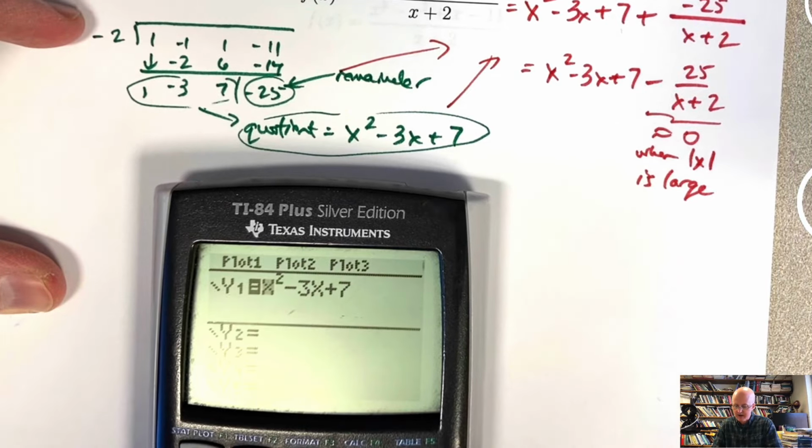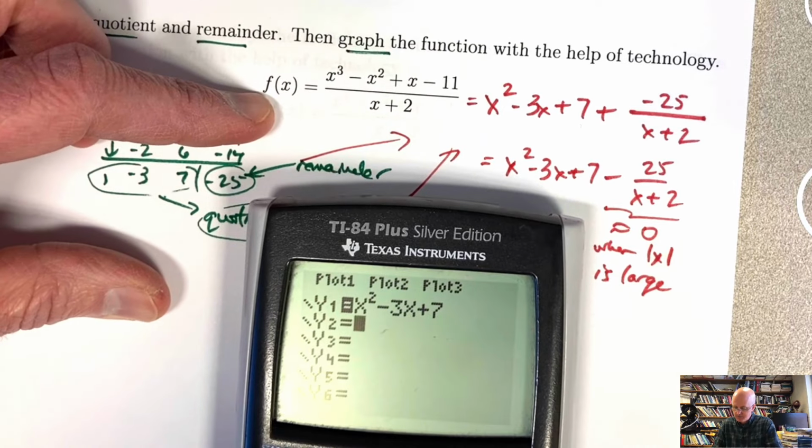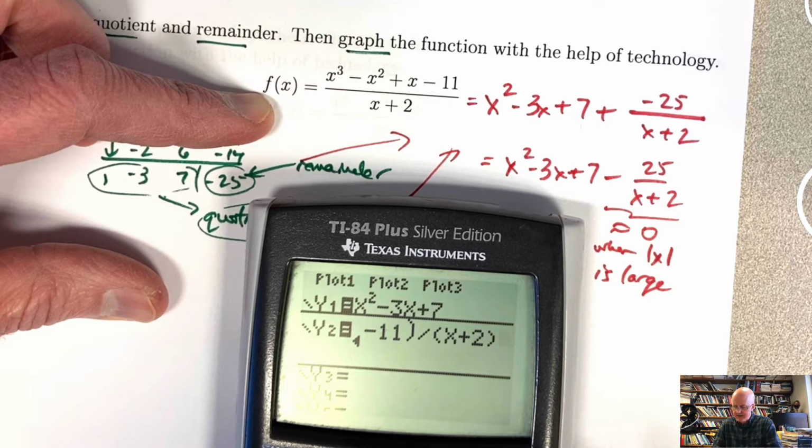Let's go back to y equals screen. Plug in the original function. I'm going to use parentheses. So I have x cubed minus x squared plus x minus 11, all divided by, in parentheses, x plus 2. Maybe we won't see a real great graph on this given window. Let's just see what we see.